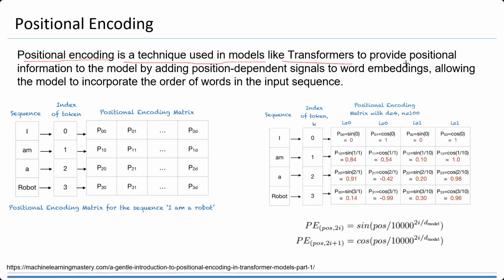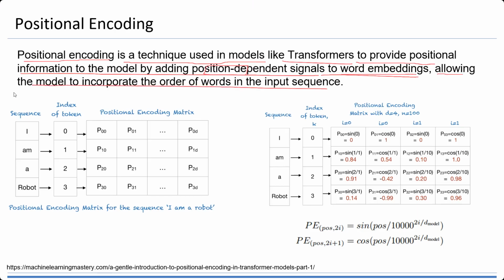It is to provide positional information to the model by adding position dependent signals to word embedding. So we want to know where is the position and whether the position is affecting the embedding. It allows the model to incorporate the order of words in the input sequence.